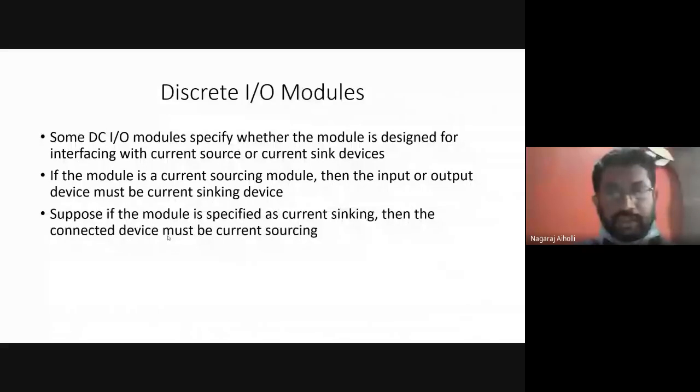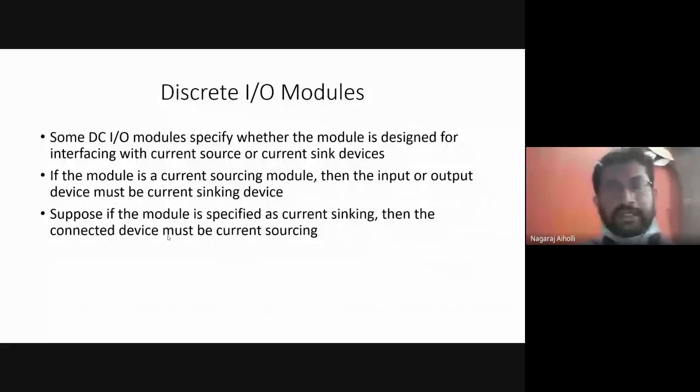Whereas the other module, that is the field module, is the sinking module. It is receiving the current, so it is called the current sinking device. One is the source, and one is the sink. Source means which is sending the power or transmitting the current. Sink means which is receiving the power, or receiving the signal, or the current. So that is called the sink.